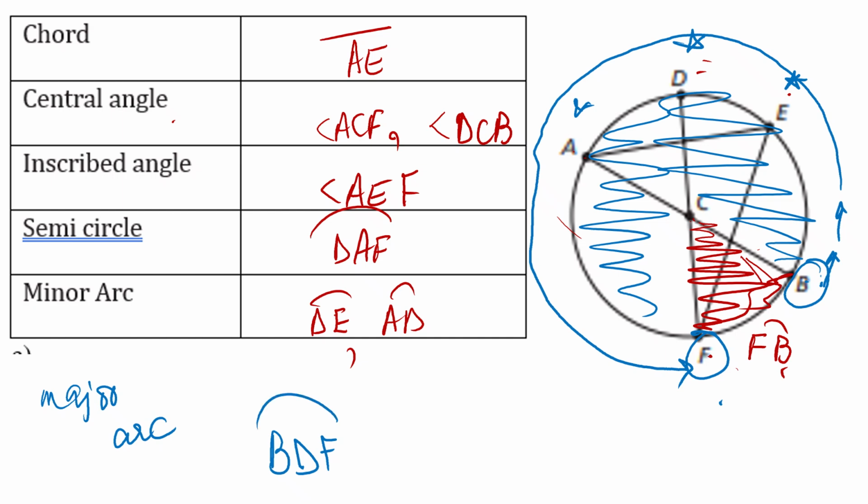Remember that if you write BF only, it is a minor arc. It means that this BF, the two letters, you cannot write for the major arc. Major arc means take out one piece of the pizza, whatever is left is your major part of the pizza.